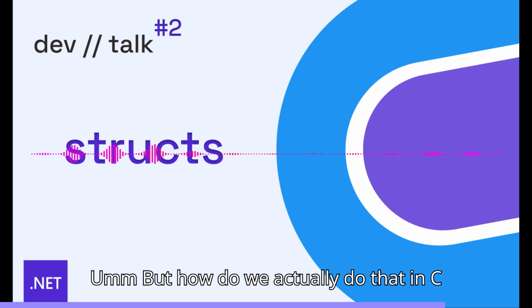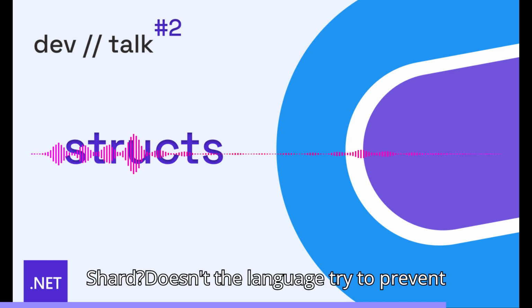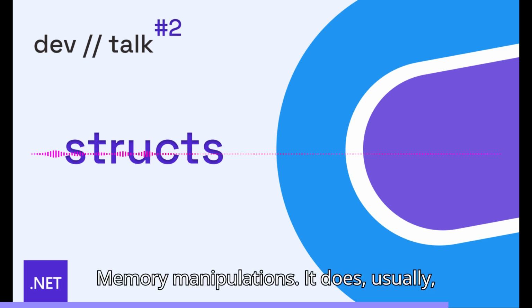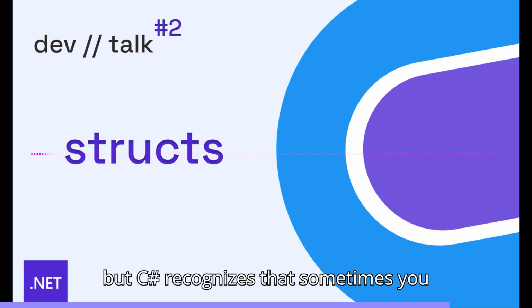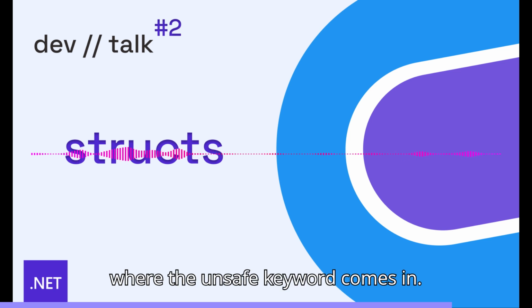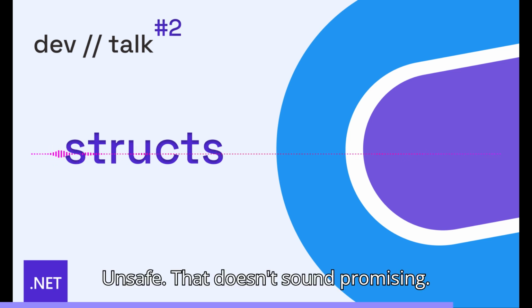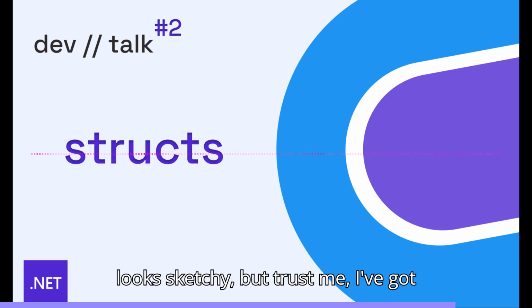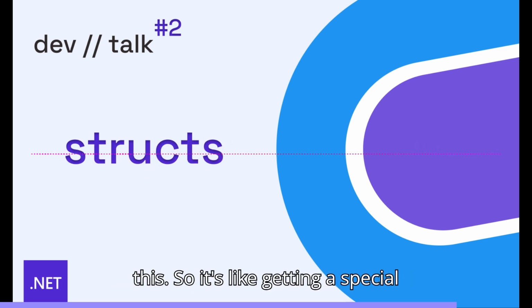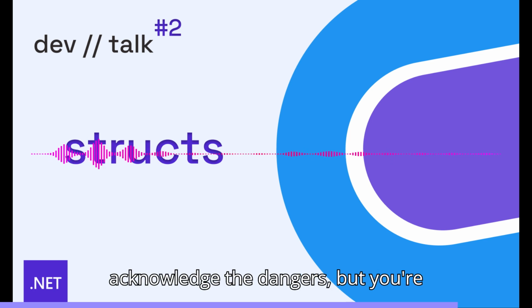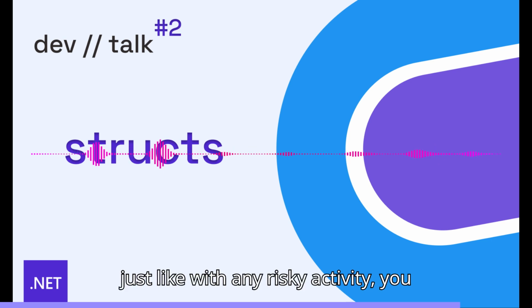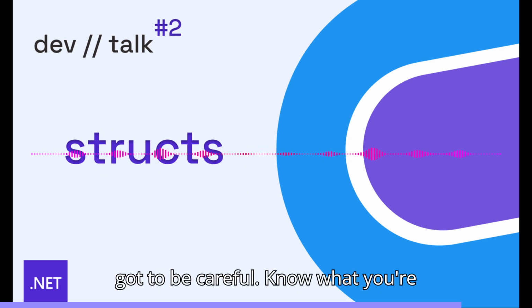Okay, I'm starting to get it. But how do we actually do that in C#? Doesn't the language try to prevent us from doing these kinds of low-level memory manipulations? It does, usually. But C# recognizes that sometimes you need to get your hands dirty. And that's where the unsafe keyword comes in. Unsafe. That doesn't sound promising. It's basically a warning sign, right? It's like saying, hey, compiler, I know this looks sketchy, but trust me, I've got this. So it's like getting a special permit to do something risky. You acknowledge the dangers, but you're willing to take the chance.